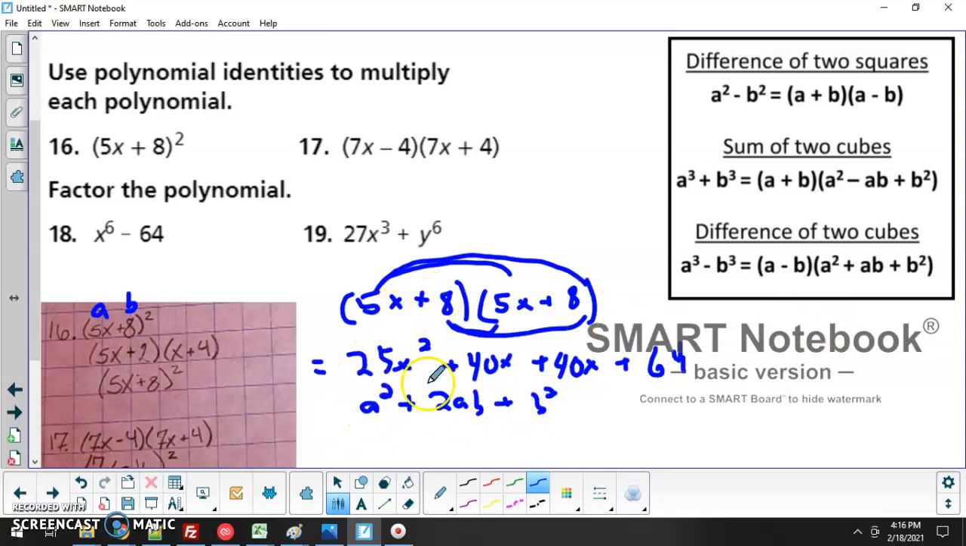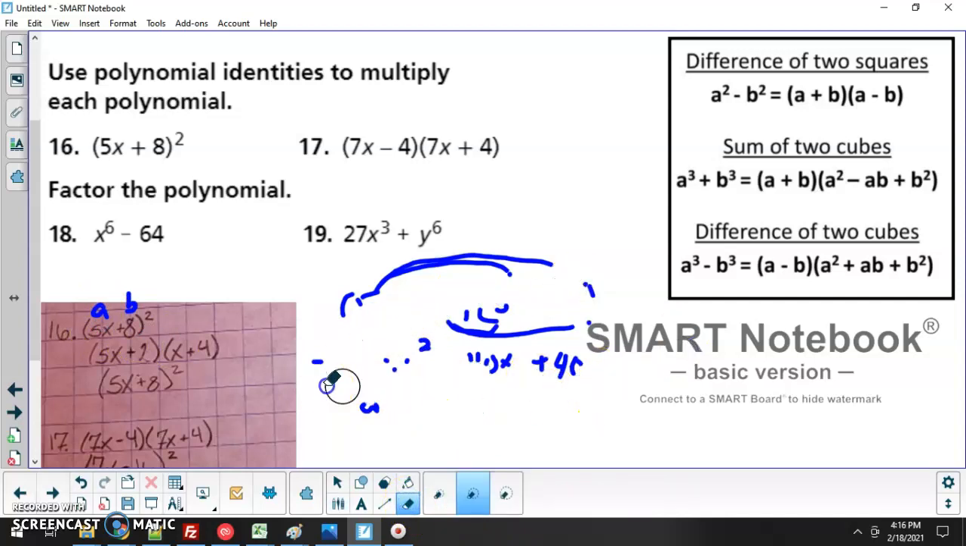But if you'd rather just FOIL it, you can. Okay, that might be easier for you to be more consistently getting them right. Because a lot of times when people try to use the shortcut, they only square the x and they don't square the 5 too, because A is 5x, so if you do A squared, it's 25x squared. Okay, so hopefully that helps you with that one.